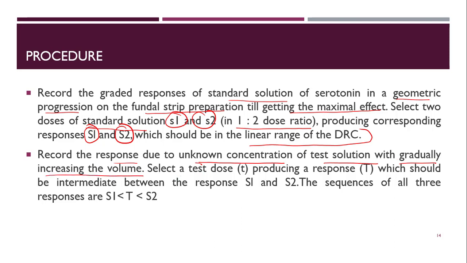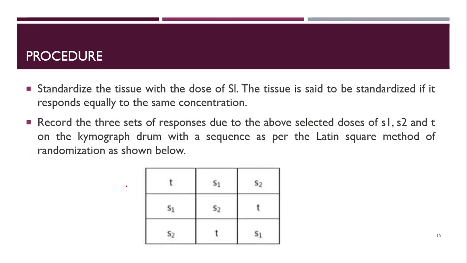We have to select the test dose, that is T, producing the response capital T, which should be intermediate between the responses, that is capital S1 and capital S2. So the sequence of all 3 responses should be S1 less than capital T, and T less than capital S2. Okay, so we have to standardize the tissue with the dose of the S1.